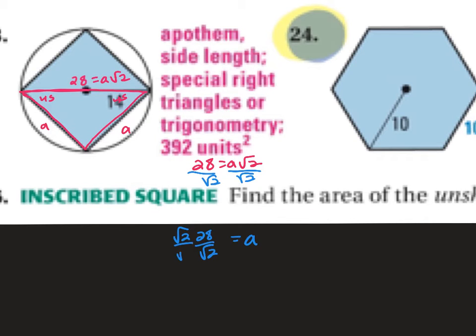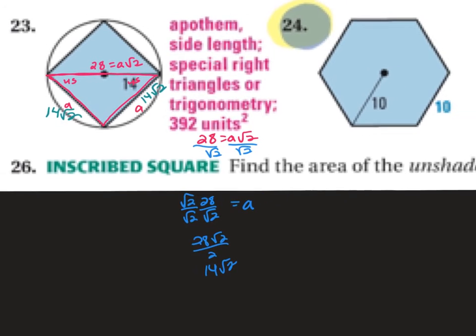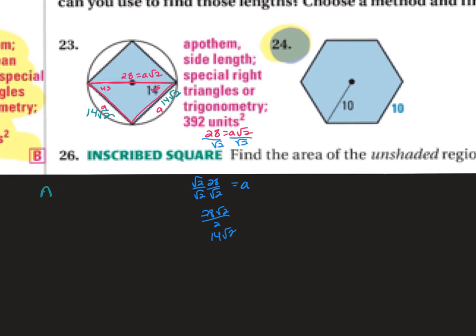Rationalize it and simplify it. So those are your side lengths. And then for the area of a square, I can just do side squared. So 14 root 2 squared would be 14 squared, that's 196, right? Yes. 196 times 2 is 392 units squared.